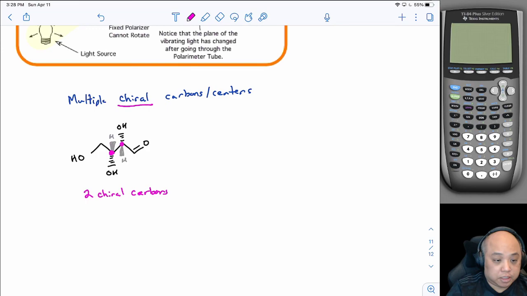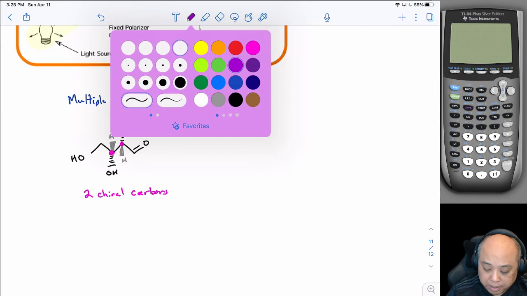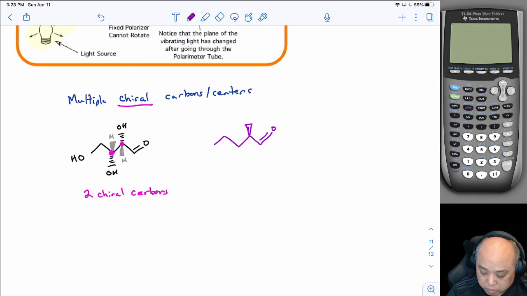And the thing is, if we take this same structure and make a mirror image of it, it's going to look like this. Notice how we flipped the wedge and the dash here. Like I was saying earlier, we flip the wedge and the dash to make the enantiomer. And notice that both chiral carbons, we flipped them. So there is a mirror image.